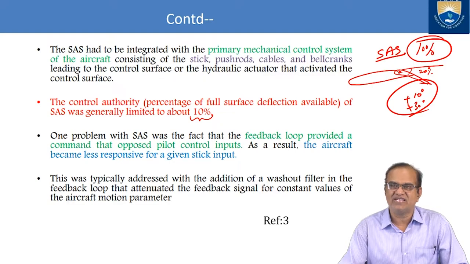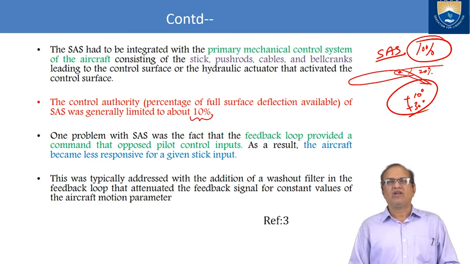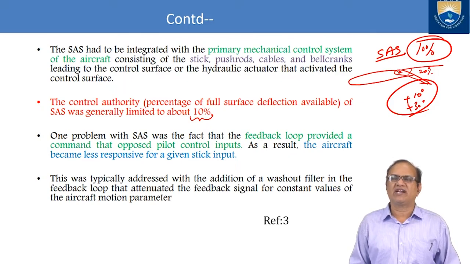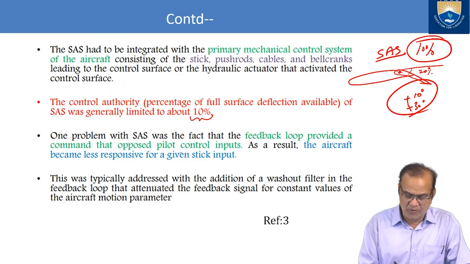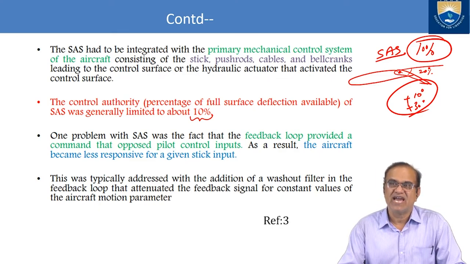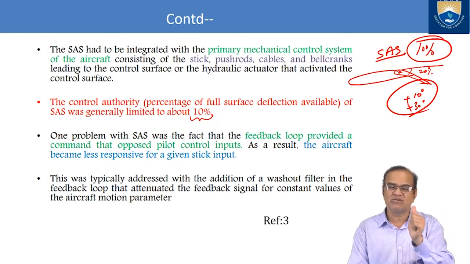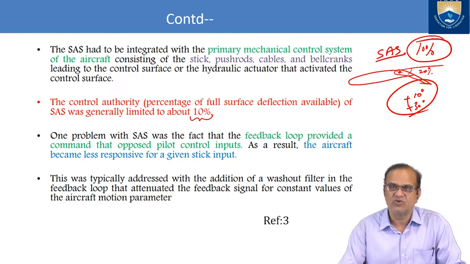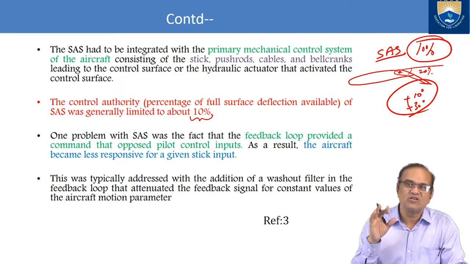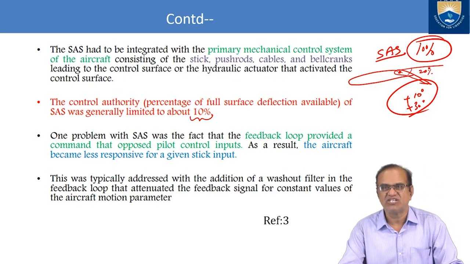One problem with SAS was the fact that the feedback loop provided a command that opposed pilot control input. So this will oppose the movement of the pilot. The stick which the pilot is moving has to be restricted. As a result, the aircraft became less responsive for a given stick input. If the pilot is making 20 degrees, you will feel only 10, 15, or 16 degrees. That much deviation was experienced during SAS introduction.